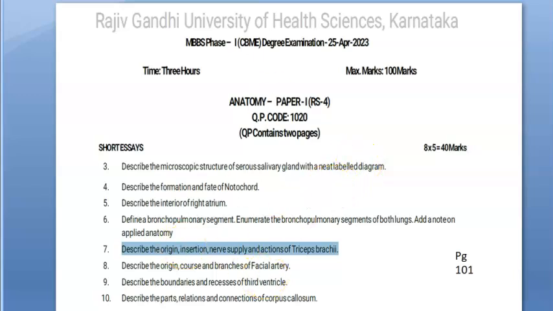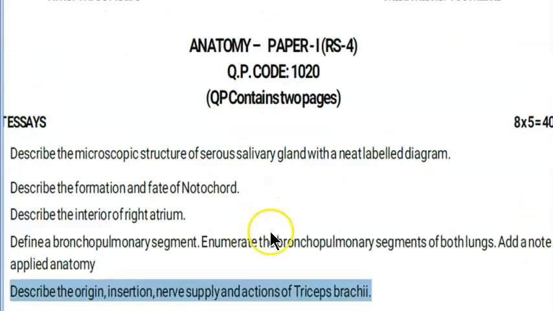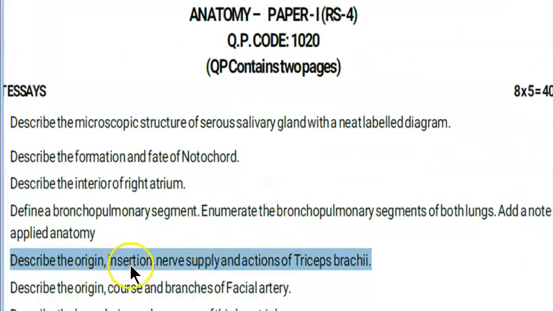Hello, in this video, let us look at another MBBS final paper question. Here you can see triceps brachii. They are asking for 5 marks about the triceps brachii muscle. What are they asking about it? The origin, the insertion, nerve supply and actions of this muscle.